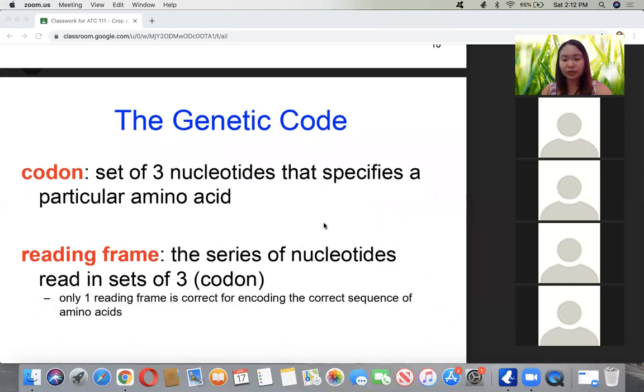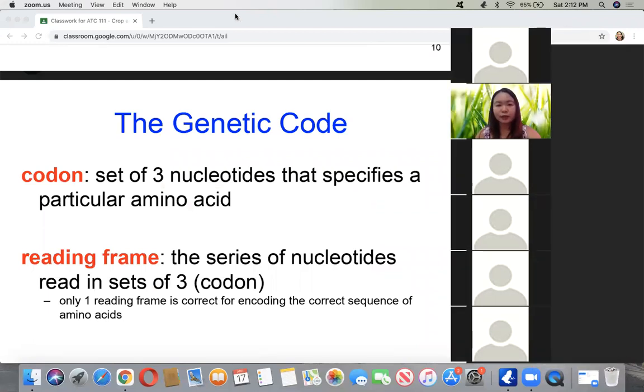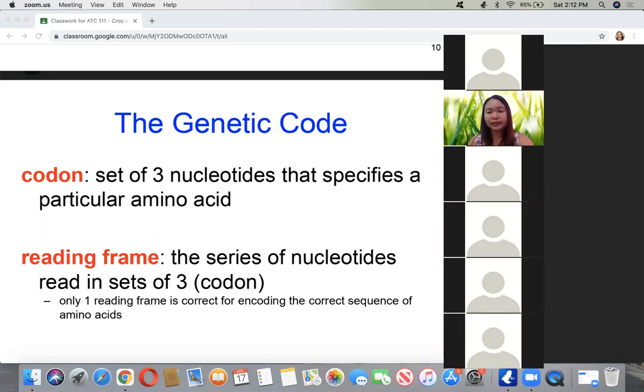So what is the genetic code? So we are now here. So genetic code is the set of three nucleotides that specifies a particular amino acid. Therefore, when we say genetic code, that's the three combination of nucleotides earlier, ATGC, no? And reading frame is the series of the nucleotides read in sets of three, or codons.